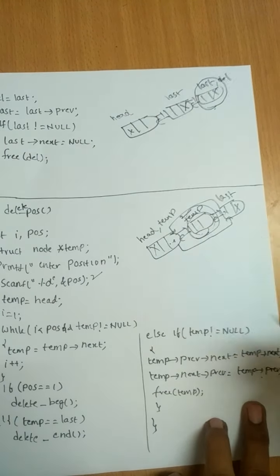This is how to delete at a required position. This is the program for implementing the double linked list with all operations.